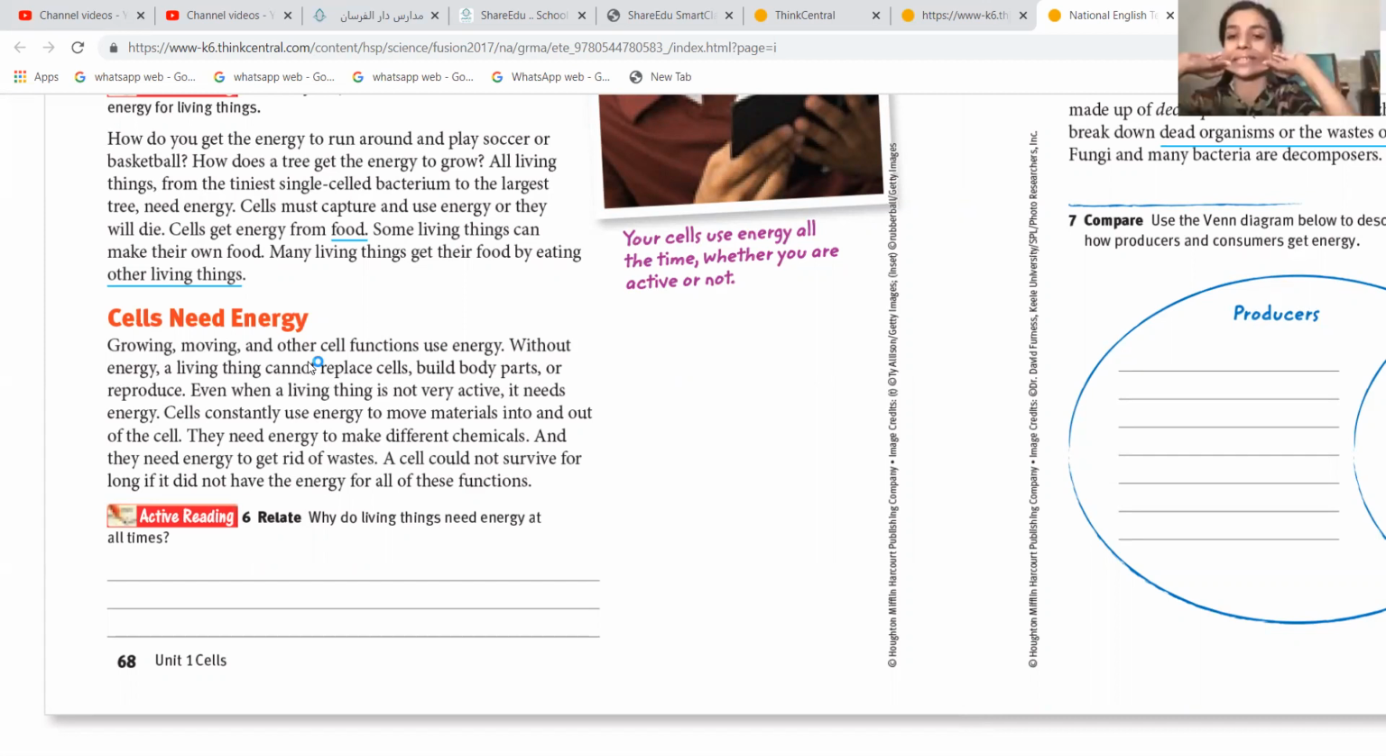They need energy to make different chemicals, and they need energy to get rid of waste. You know that the cell is taking in good things, that is oxygen, and removing the waste. So they need energy to take something in, and they need energy to release something, give out something.